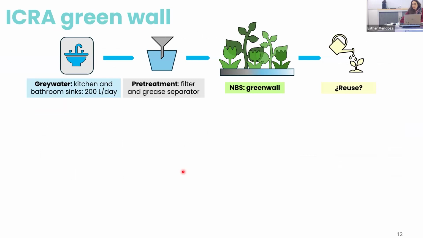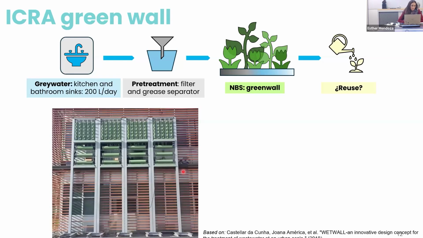So this is the treatment train of the ICRA green wall. We harvest the water from the kitchen sink and from some toilet sinks that we have here in the building. It goes through a filter and a grease separator, and then it goes to the green wall. Finally, we will evaluate the possibilities of reusing this water for irrigation of hopefully some edibles, and maybe if I do a seminar in 1 year, we can have a salad with those. I don't have any results about this because I will literally start working with this wall next week, but we are very happy because it's built, it's here, you see the picture.